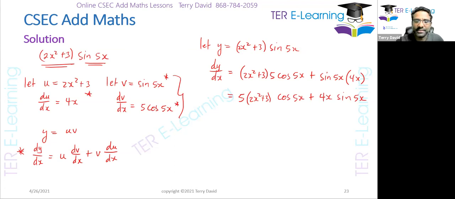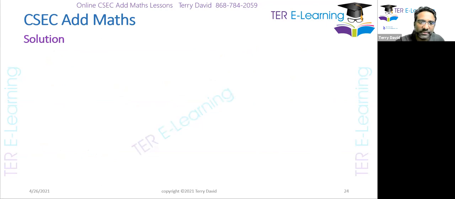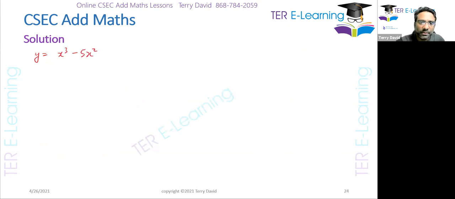Now, the second part of the question, this part B, they're asking us about stationary points again. Find all the coordinates of the stationary points on this curve. So the curve is y equal x cubed minus 5x squared plus 3x plus 1.